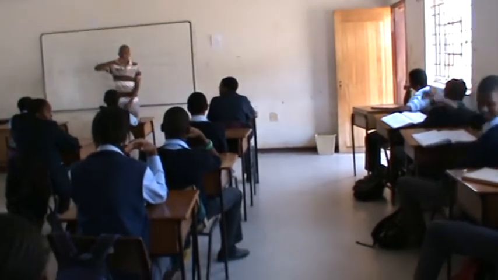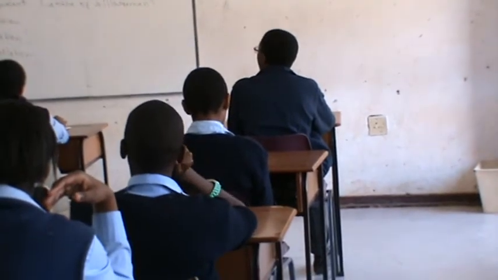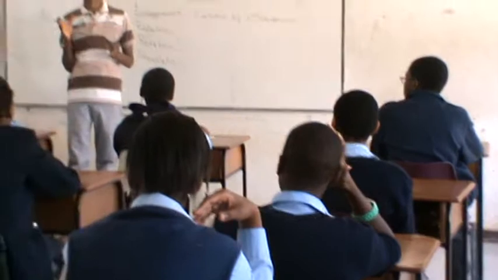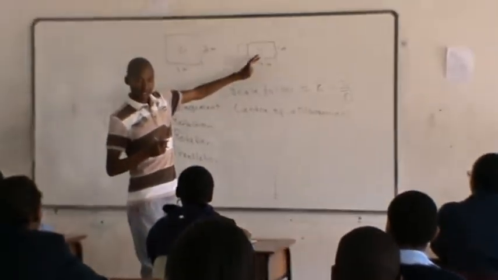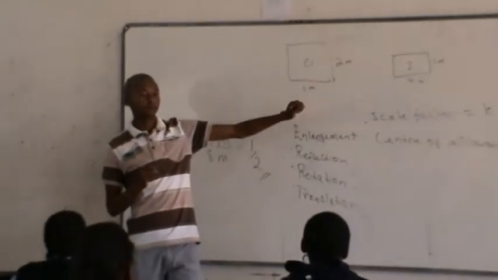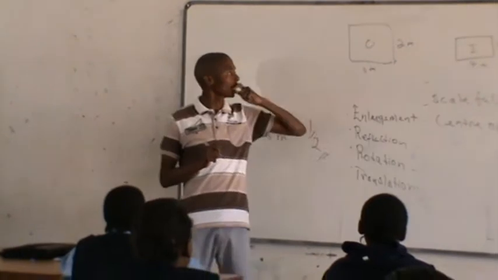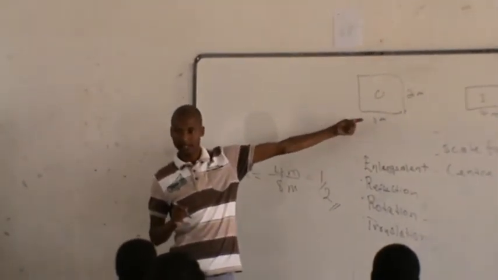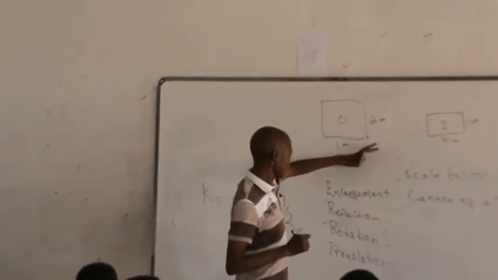Now, in that case, the scale factor will be 1, and it's not easy to recognize that unless you are told. But since I said the focus of the lesson today, we shall be talking about congruence and similarity. So it is very important.